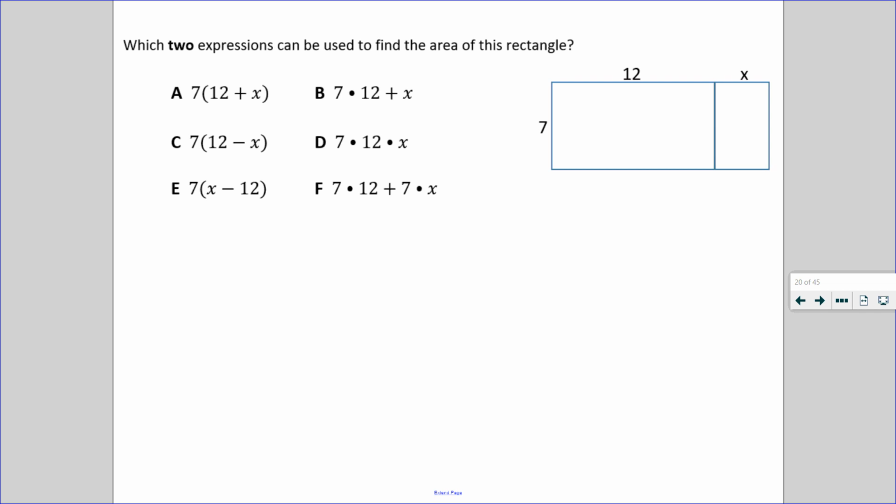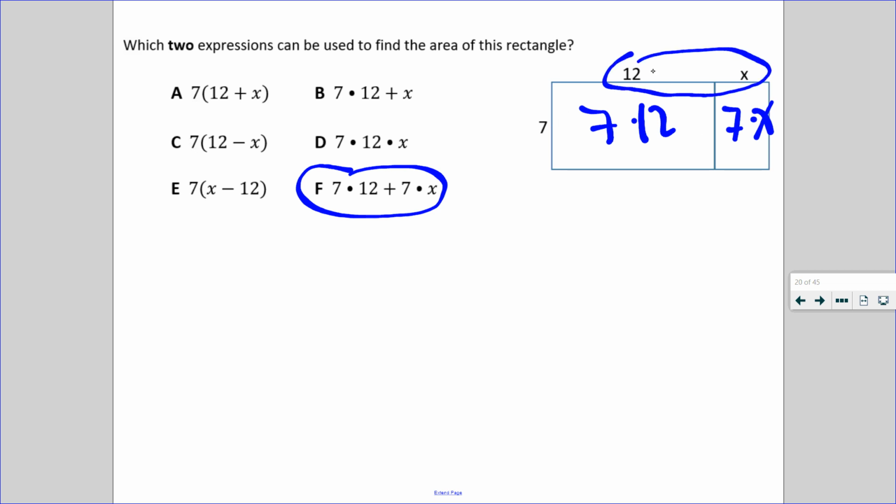So which two expressions can be used to find the area of this rectangle? To find the area of the rectangle, you would have to do 7 times 12. To find the area of this rectangle is 7 times x. So which one shows 7 times 12 plus 7 times x? That's one. Is there another way I can represent this? This is 7 groups, and if I combine this, 12 plus x. 7 groups of 12 plus x. A is the other one.